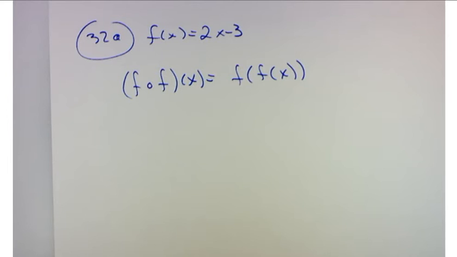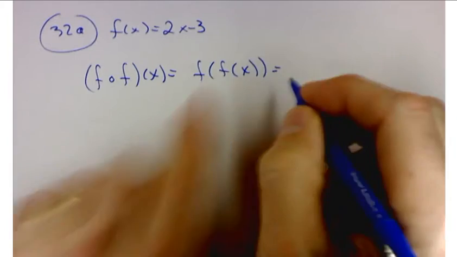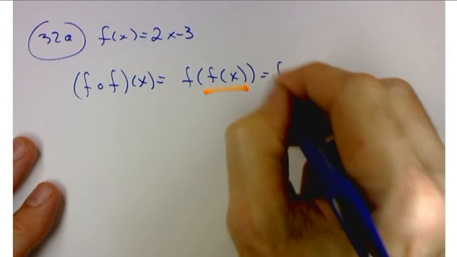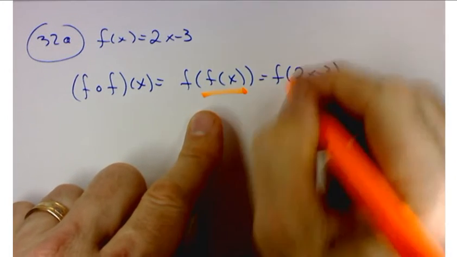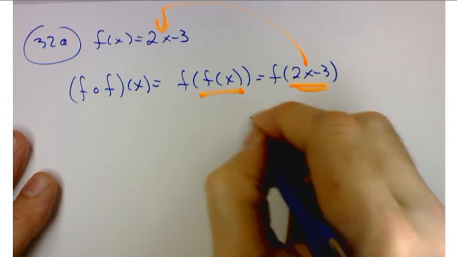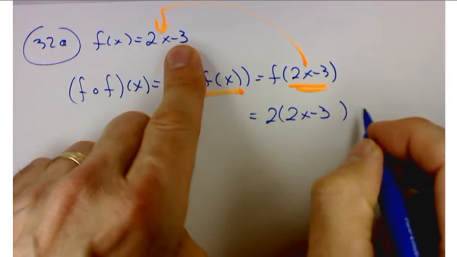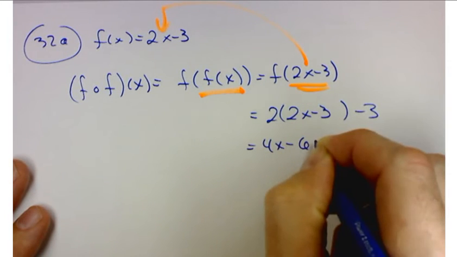In any case, f of f of x, start with what's in the parentheses. That's f of x. So f of 2x minus 3. That term then gets plugged back into f of x itself. So 2 times 2x minus 3, and then we still have the minus 3 on the outside. So 4x minus 6 minus 3, or better yet, 4x minus 9 for that iteration.